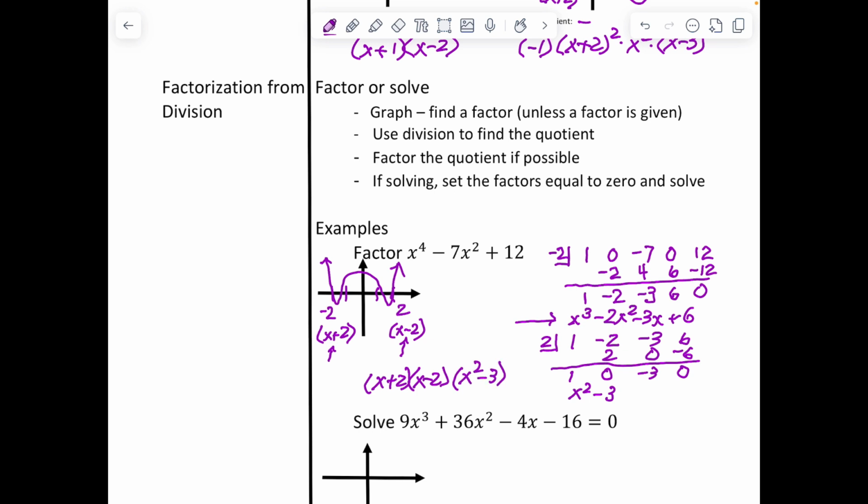So for my final factorization of this, we get two factors from the graph, and then we divide twice to get the last factor, x squared minus 3.